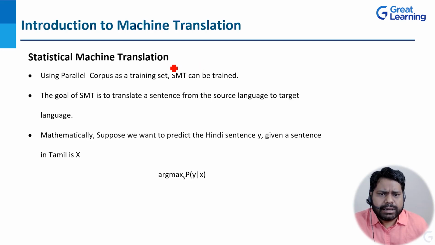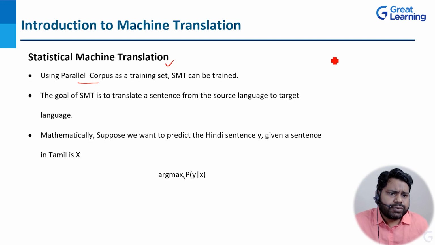Now let's discuss some of the machine translation techniques available. One of the most widely used machine translation techniques is statistical machine translation. So what is statistical machine translation and how does it work? Statistical machine translation uses a parallel corpus to train a machine translation model.